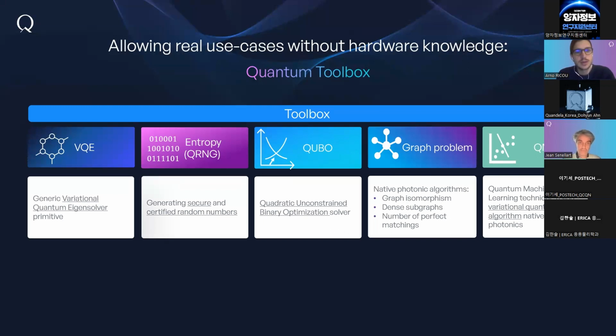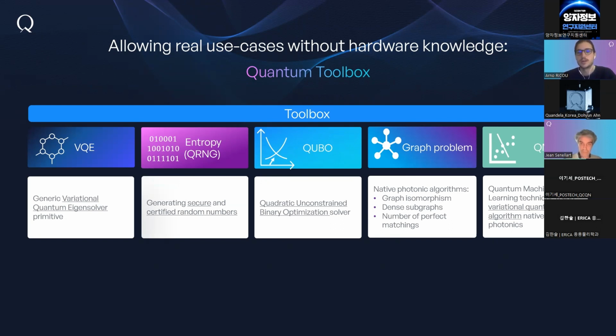So that's the toolbox. As I was mentioning, we have a bunch of VQE algorithms. We have an algorithm for generation of random numbers that I introduced previously in the NISQ category of algorithms. QUBO algorithm for quadratic unconstrained binary optimization problems. Graph problems, which is a really nice one because it's native photonic and it can check if two graphs are isomorphic. Remember that we mentioned this at the beginning with the complexity classes. We can also find a dense subgraph of a graph and the number of perfect matchings.